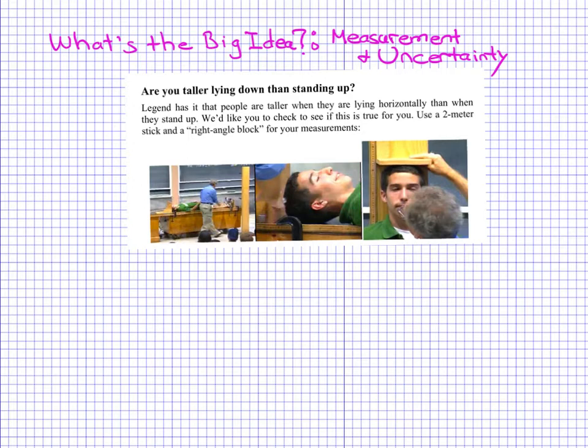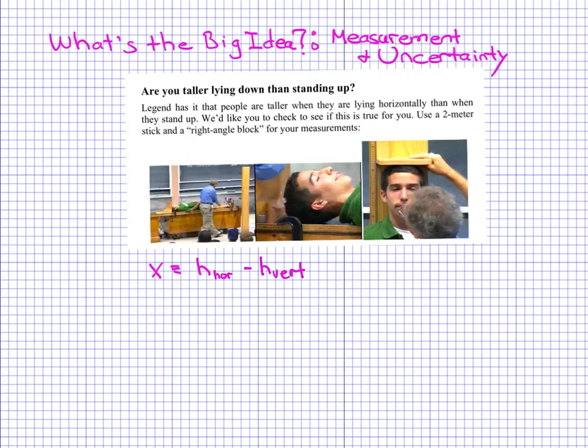Well, it's pretty easy. You just get a meter stick and some right angle blocks here to set where your head and feet are. And then you lie down on the table and you measure your length horizontally. And then you stand up and do a similar thing and you measure your length when you're standing up. And we can define a quantity, which we'll call x. And x is defined as the difference between when you're lying down horizontally and when you're standing up vertically.